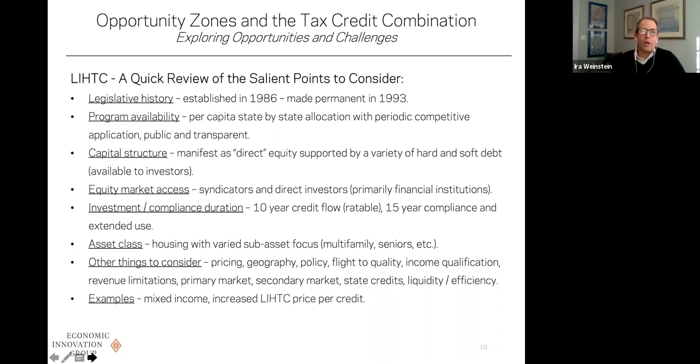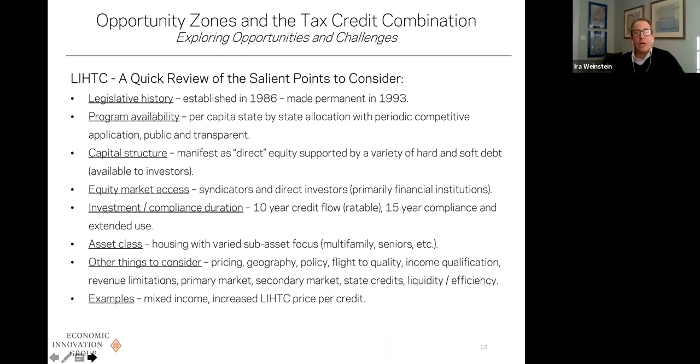So on the LIHTC, just quickly, it was established in '86 with the Tax Act and made permanent in '93. I think it's important because, as we'll discuss, not all of these credits are permanent. I think permanence has created an efficiency to the market, and I think that helps in how this whole opportunity zone relationship will come to greater fruition.